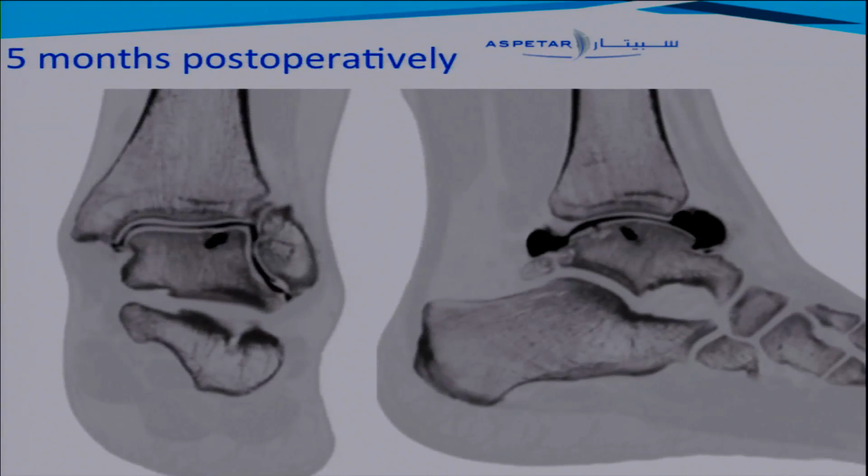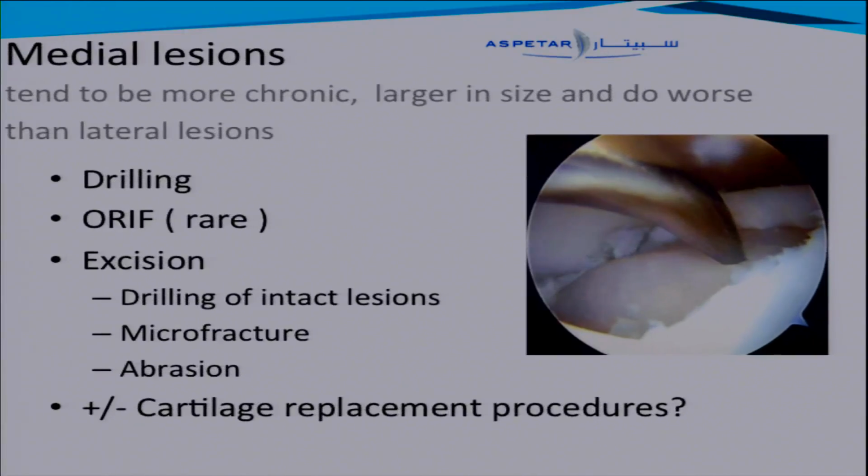Now, these are results 5 months post-op, and you can nicely see with the lateral lesions that we can really address the joint line. There is no step off, there is no diastasis, although you can see there is a little stress shielding with a little cystic deformation in the end, but still we have a good coverage of the articular cartilage layer. Now, what about the medial lesions?